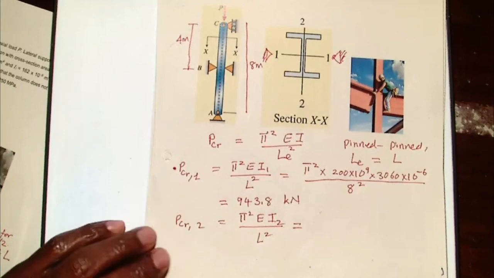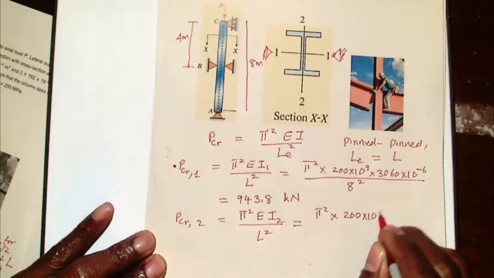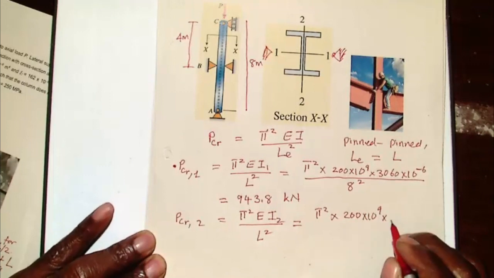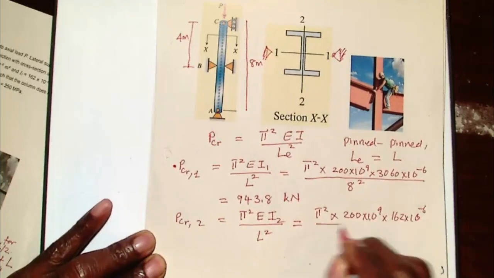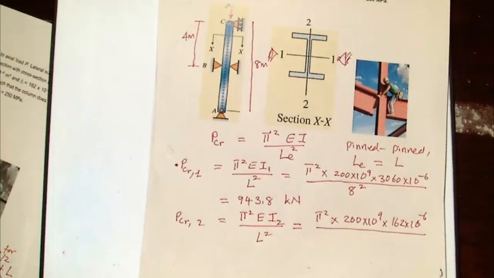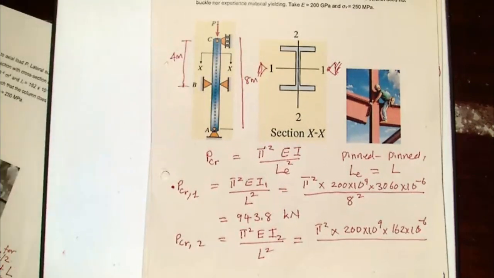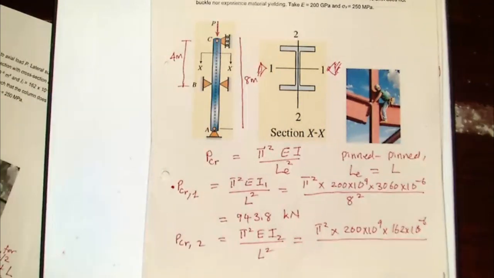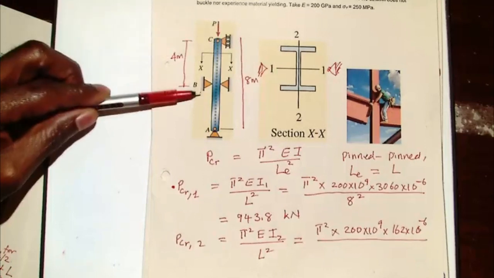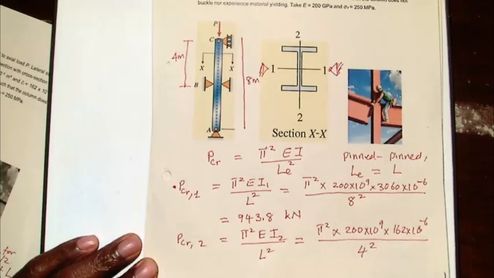So now I'll do that again. I'll have pi squared times 200 times 10 to the power 9 times I2, which is 162 times 10 to the power minus 6. Now my length is not the full length, because of the pin support that you have there. That is being supported to stop the buckling about 2. So the length is between this point and that point now. So we now have 4 squared.